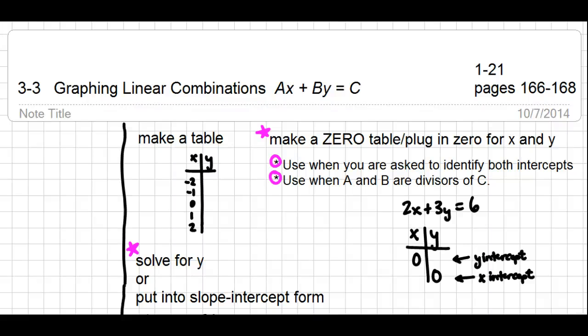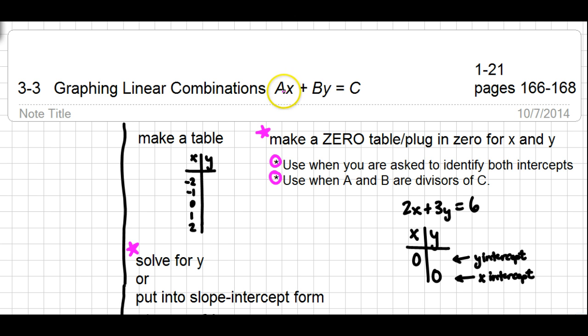This lesson is for Advanced Algebra, Lesson 3.3 on graphing linear combinations. A quick reminder that a linear combination is set up as ax plus by equals c. Another quick reminder is that the number next to x in this equation is not the slope, and the number next to y is not the y-intercept.